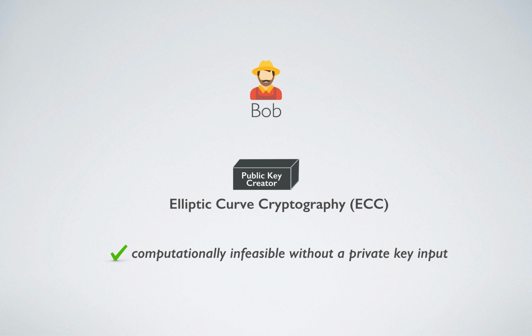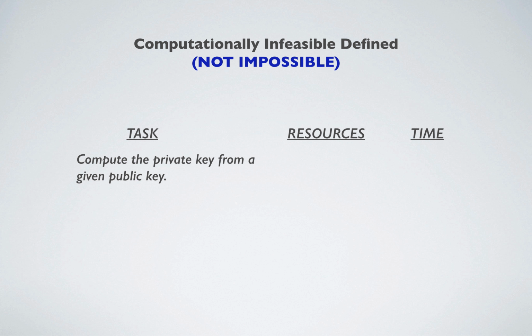Now, I'm going to be using the phrase computationally infeasible a lot. In fact, I've done a separate video covering it, but since this is my first use of the phrase, I'll explain what I mean. Computationally infeasible means that although not impossible, the resources and time necessary to accomplish a given task, like computing a private key from a public key, are massive and lengthy, as in exceeding the resources of the planet and taking billions of years to complete.